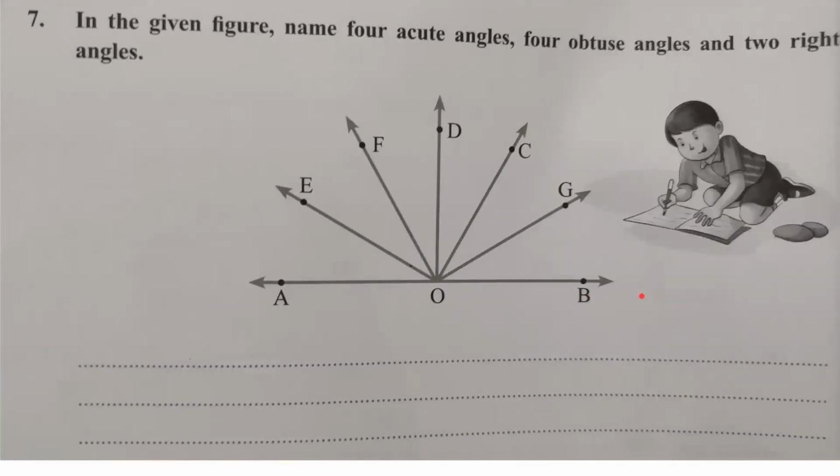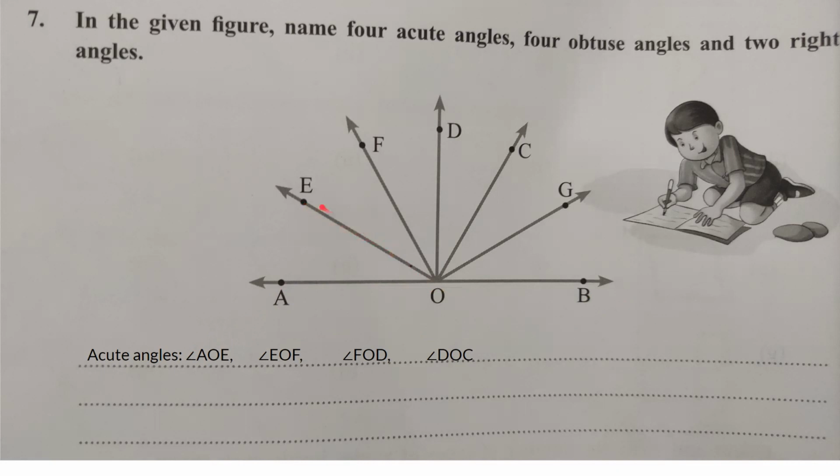Now here a figure is given. There are many angles drawn together. From this we have to find any 4 acute angles, any 4 obtuse angles and any 2 right angles. Now if you take acute angles, see here in the figure, angle AOE, where the pointer is moving. It is a smaller angle, so one acute angle.